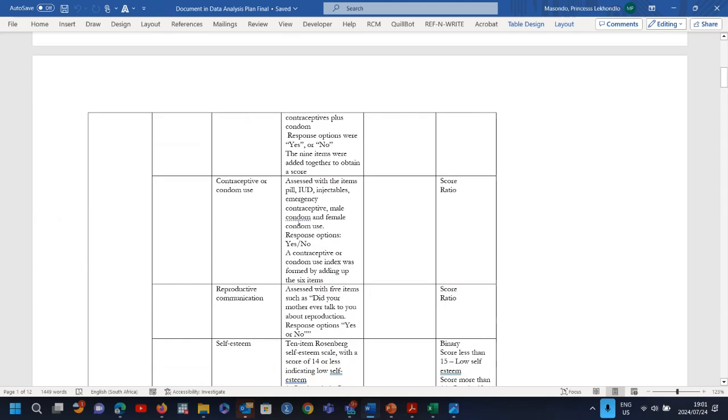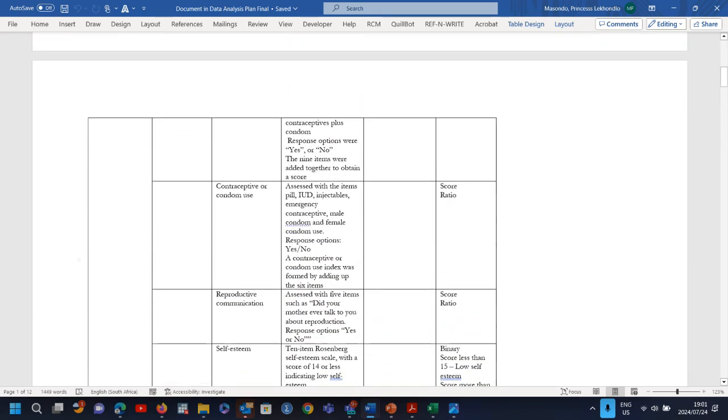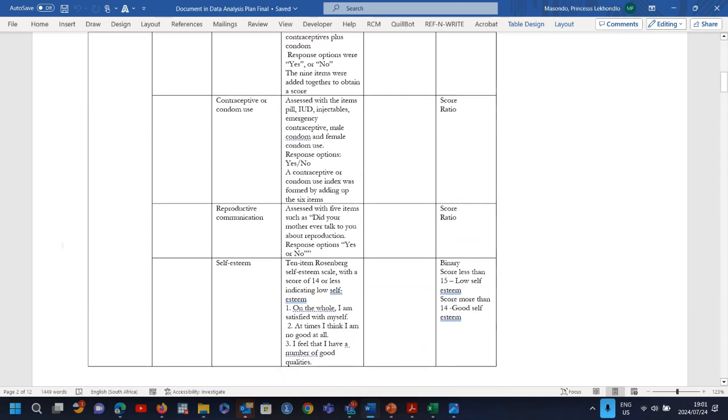Another one was contraceptive or condom use. Even here you are asked if you've accessed, if you've used any of this. Here it's use, right? If you've actually used any of this, then an index is also computed here. It's yes or no, and it's also going to be a ratio, because if you haven't used, then you're going to get a 0, right? And if you've used, then we will count. There's quite a lot of ratios.